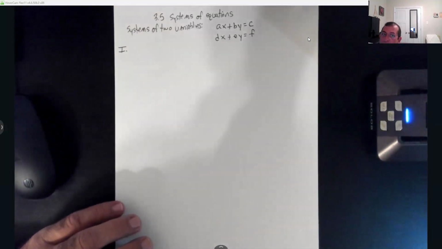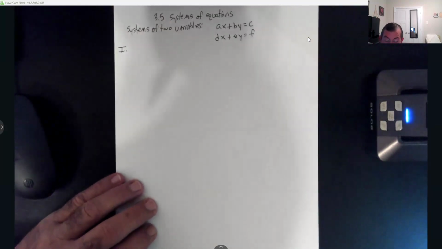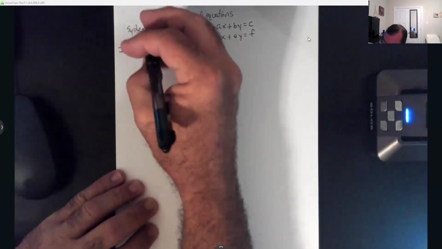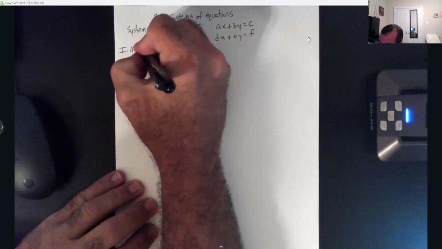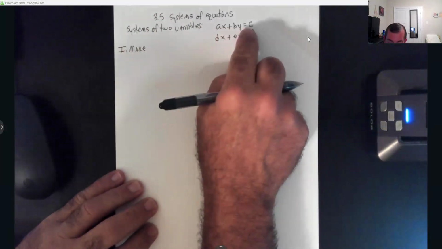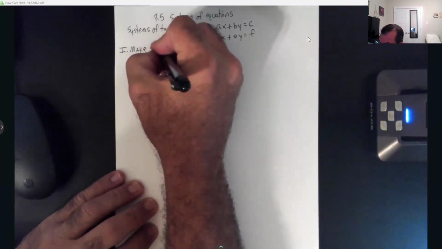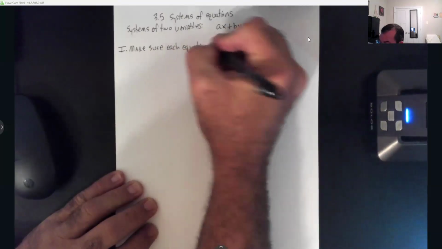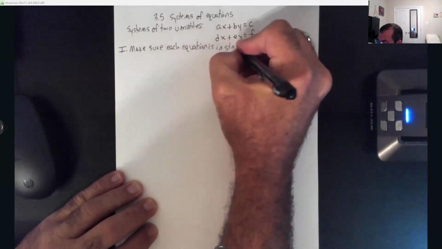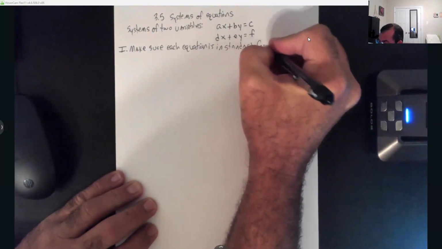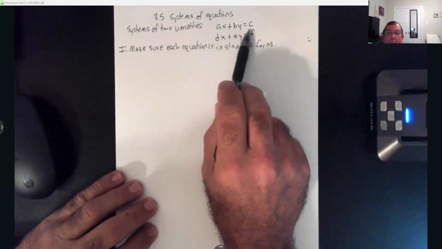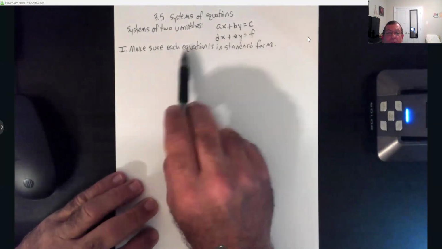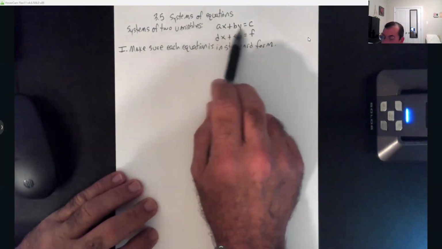The way we solve these is by what we call the elimination method, and I'm going to write the steps for our elimination method. So the first thing we want to do, make sure each equation is in standard form. And y'all, standard form is just in alphabetical order with your variables. So you have your x's plus your y's equal to some number. You want all your variables in the right order.